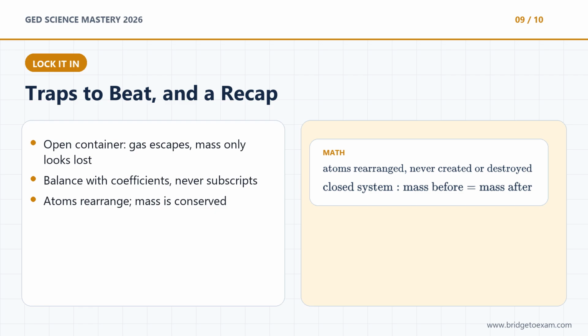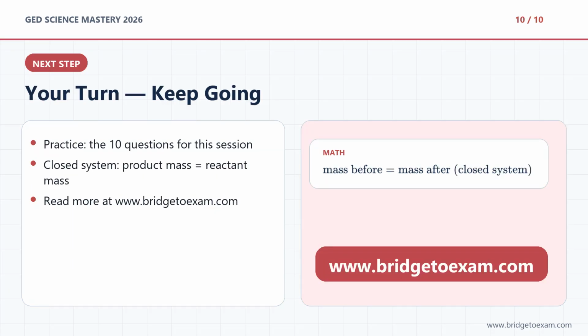The recap: atoms rearrange but are conserved. So in a closed system, mass before equals mass after. Fantastic work today, and that wraps up our chemistry block. You can now read a chemical equation, apply conservation of mass, and explain the open cup versus sealed bag puzzle. Your practice for this session is the 10 questions attached to this lesson. Answer them from memory, and for any mass problem, remember, a closed system means the product mass equals the reactant mass.